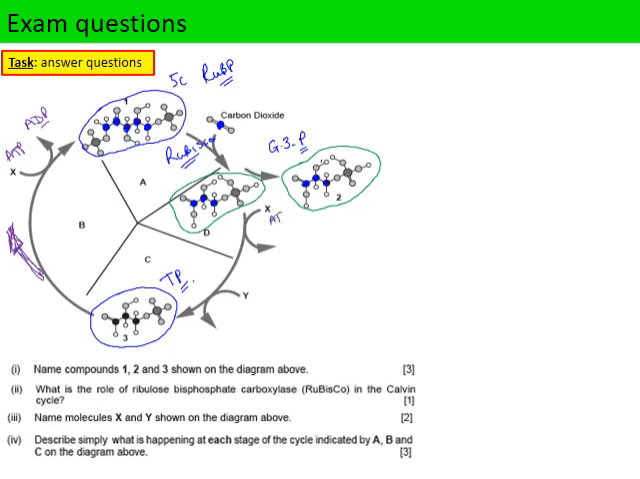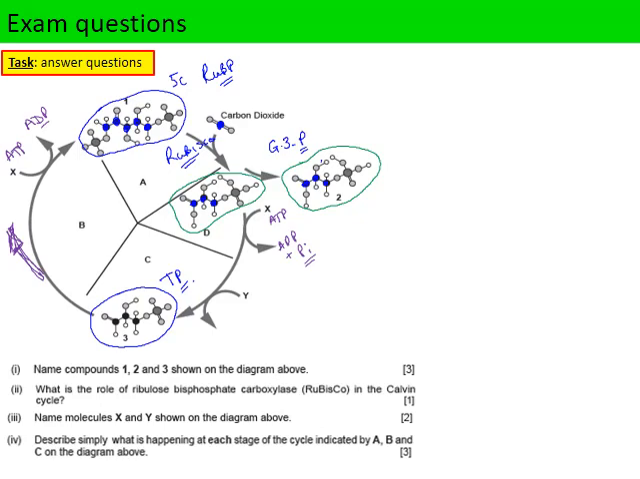So again, we can put ATP up here and ADP, in this case, plus inorganic phosphate, because the phosphate group is not needed because G3P is already phosphorylated, as is triose phosphate.